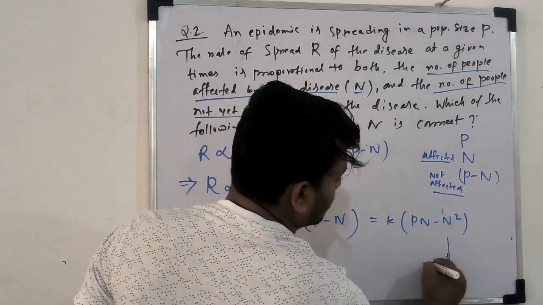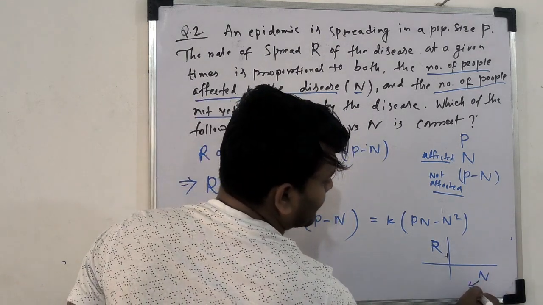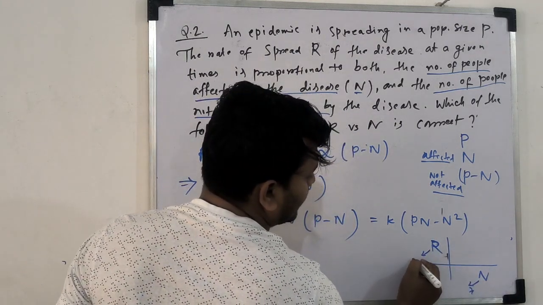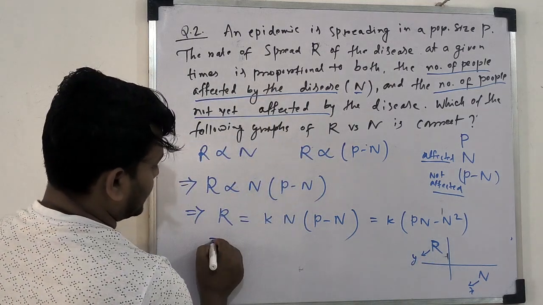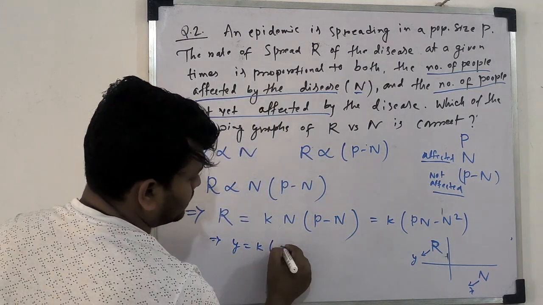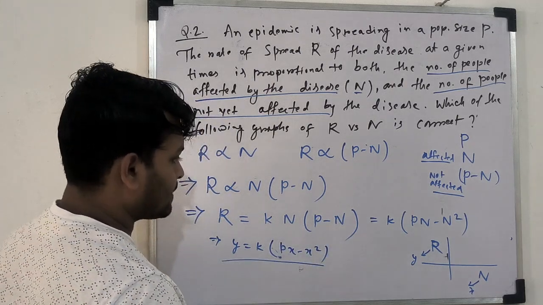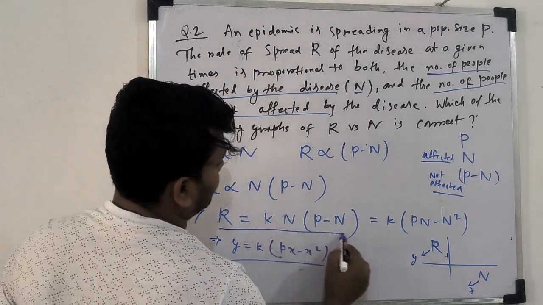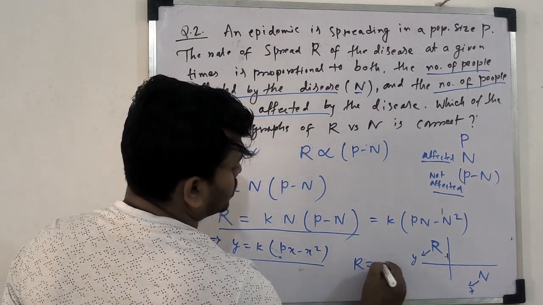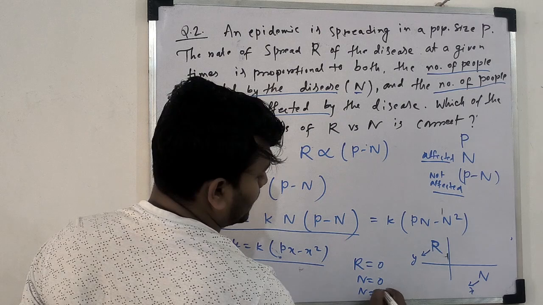So we have to draw R on the y-axis and N on the x-axis. So we put N as X and R as Y in this equation, then we get Y equals K into PX minus X square. So this is the equation of a parabola. And we see from this that R equals 0 at two points, at N equal to 0 and at N equal to P.